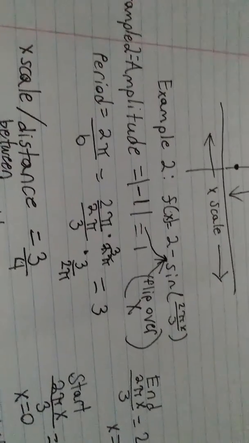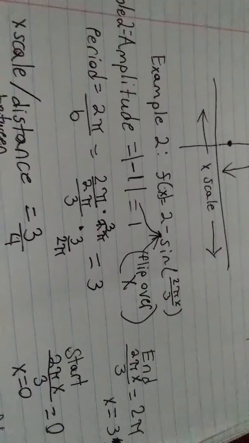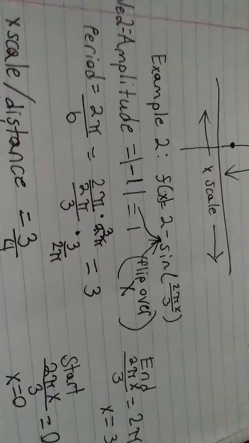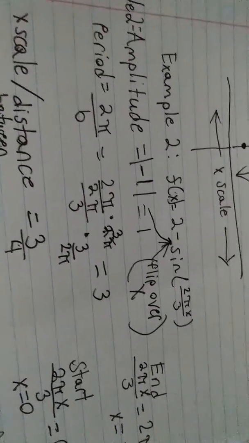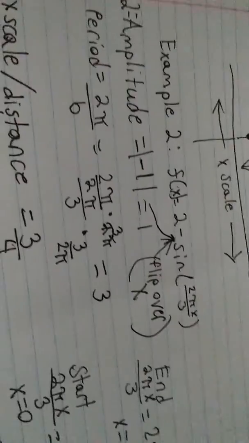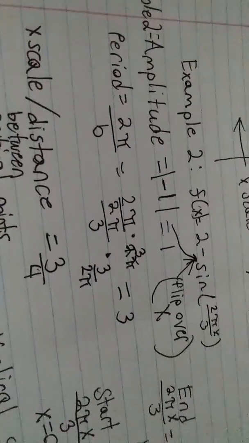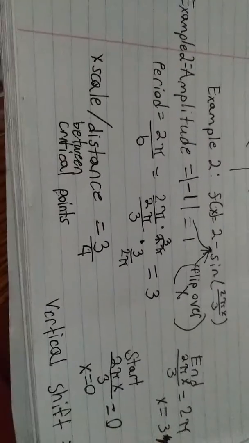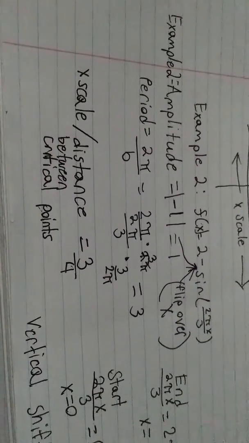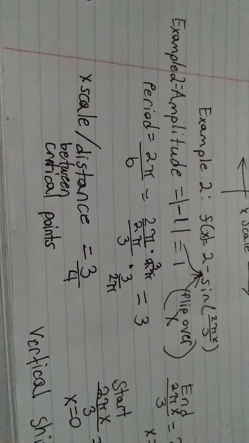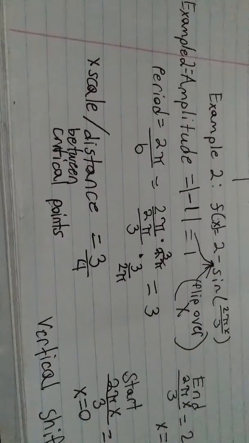In this example, we have 2 pi over 2 pi over 3, which to simplify, you just multiply by 3 over 2 pi on each side and get 3. Our x scale, or distance between the critical points, is going to be 3 divided by 4.